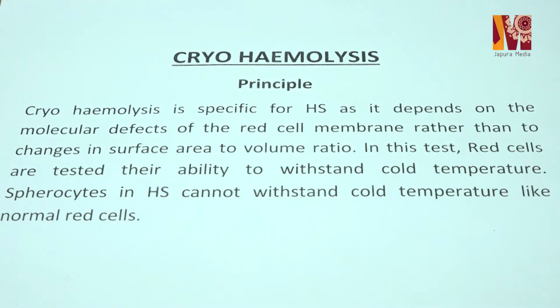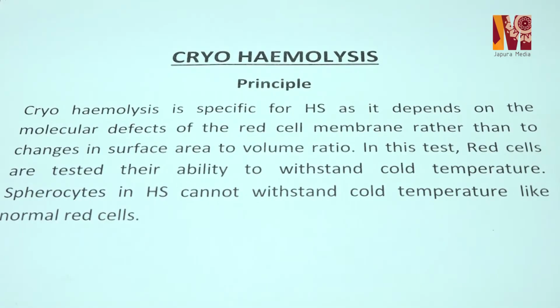In this test, the red cells are tested for their ability to withstand cold temperature. Normal red cells can withstand cold temperature to a certain extent, but spherocytes in HS, because of their molecular abnormality in the membrane, cannot withstand cold temperature like normal red cells.